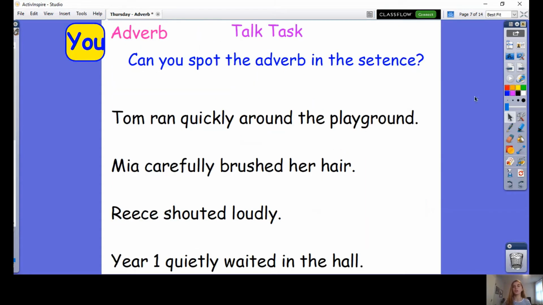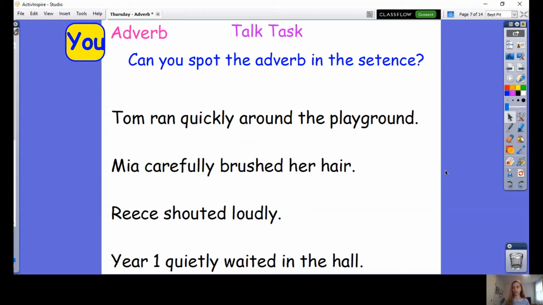Okay, I need your help for our taught task. We need to spot the adverbs in the sentence. So I'm going to read all the sentences for you, and I want you to pause the video and spot them. Our first sentence is, Tom ran quickly around the playground. Mia carefully brushed her hair. Reese shouted loudly. Year 1 quietly waited in the hall. Pause the video and spot those adverbs.